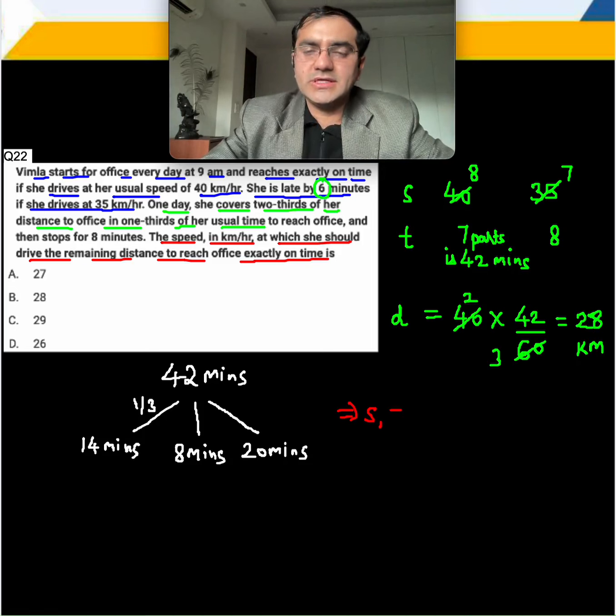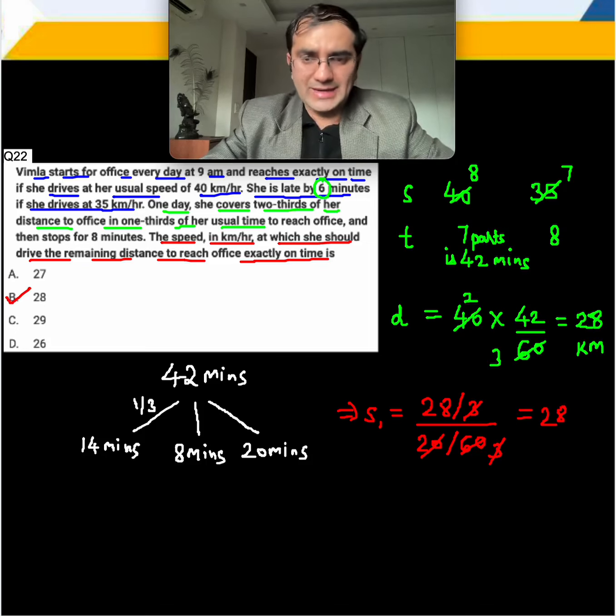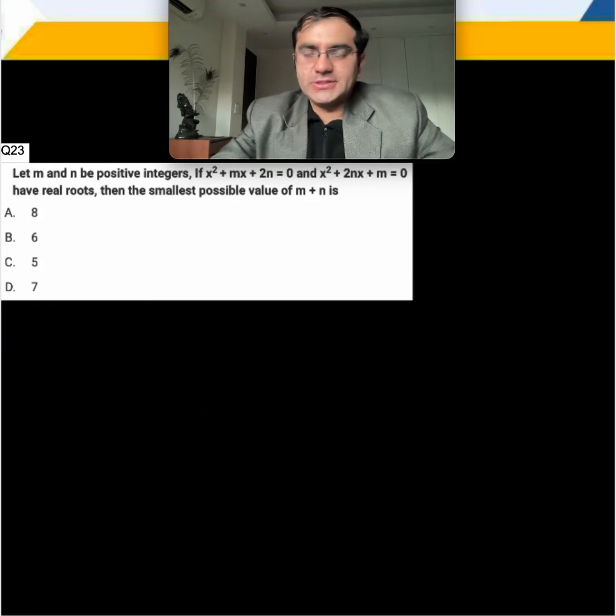So let's say the speed to be calculated is S1. 28 upon 3 is left, 1/3 of 28, divided by the time taken, the remaining time of 20 minutes. Minutes converted to hours, 60. That's 1/3, 3 cancelled. 28 is the right answer, and that will be B part. Very efficient way of solving when proportionality can be used. Good. This is a very nice question, well worth leaving alone in the exam.